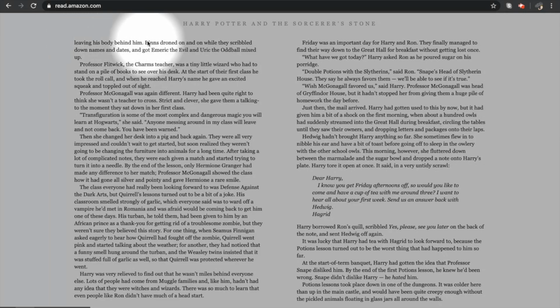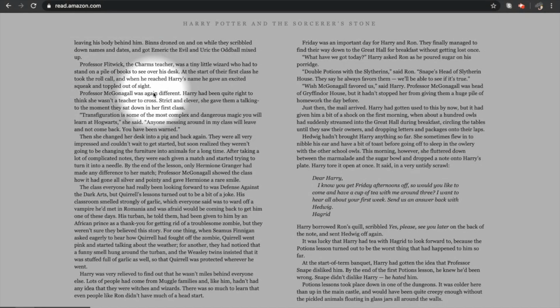Leaving his body behind, Binns droned on and on while they scribbled down names and dates, got Emmerich the Evil and Uric the Oddball mixed up. Professor Flitwick, the Charms teacher, was a tiny little wizard who had to stand on a pile of books to see over his desk. At the start of their first class, he took the roll call, and when he reached Harry's name, he gave an excited squeak and toppled out of sight.